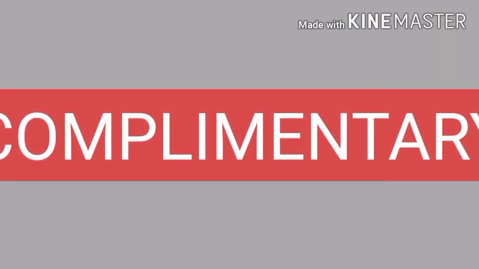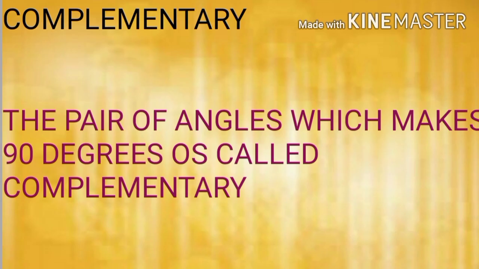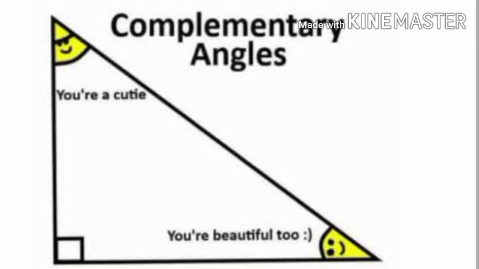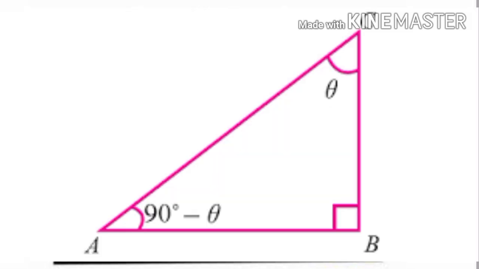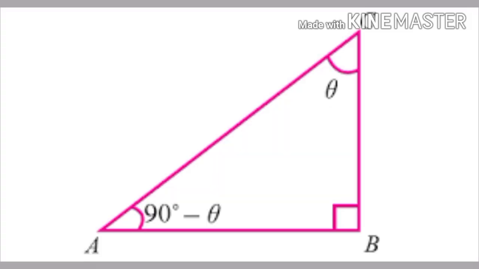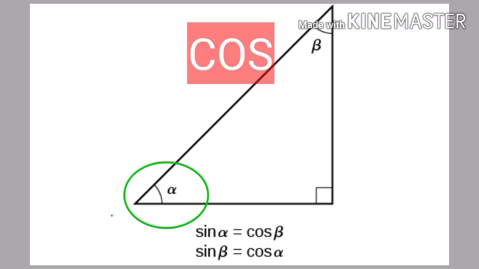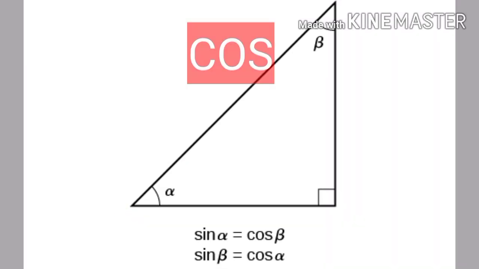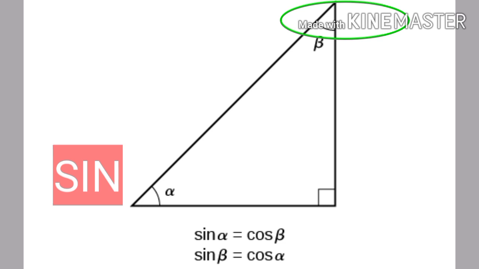Then come to the complementary concept. At first, you have to know the definition of complementary. The pair of angles which make 90 degrees are called complementary to each other. Now come to this right angle triangle. Here, other than the right angle, the pair of angles makes a complementary pair. Here you apply cos and here you apply sine. Both ratios should be equal.